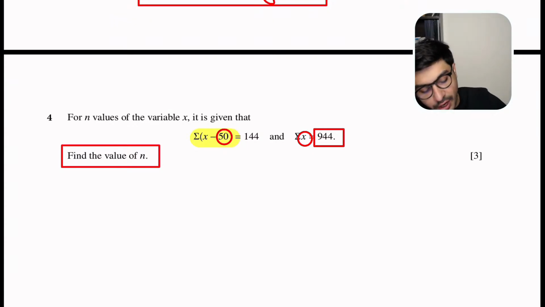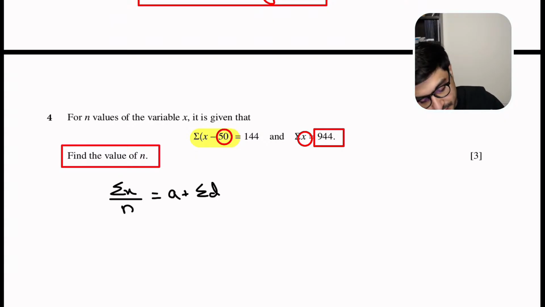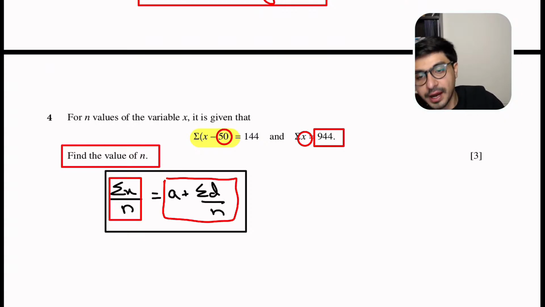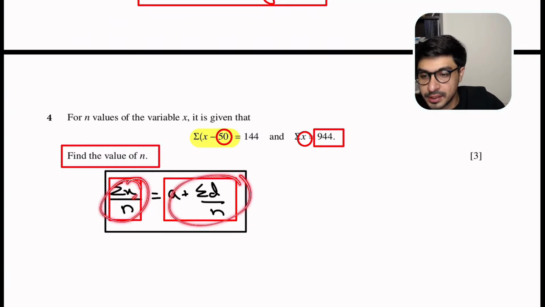Okay, now there's a formula for assumed mean. The formula is the summation of x values upon n is equal to a plus the summation of differences upon n. This is the normal formula for the mean, and this is the formula for the assumed mean. These two things are going to be equal. Now I have everything except the n value.